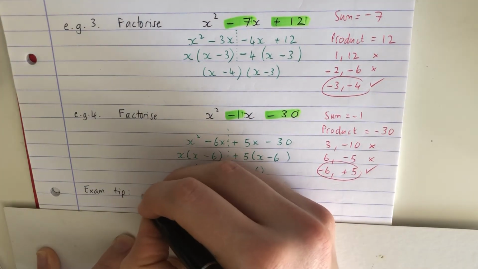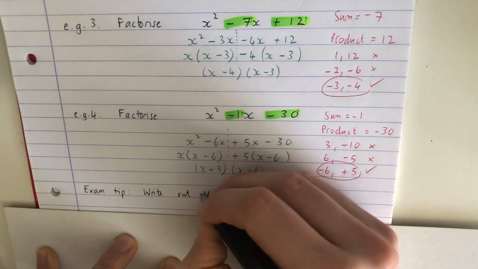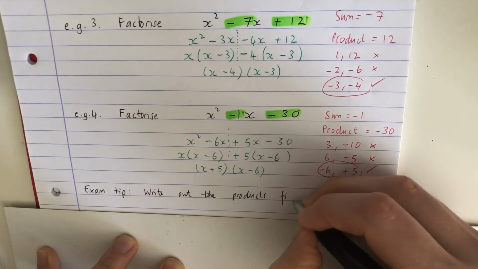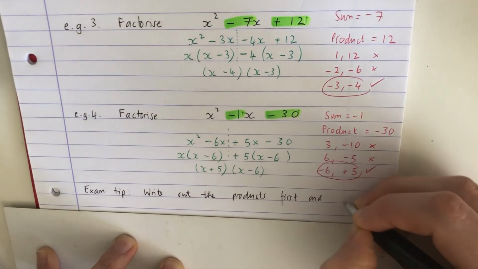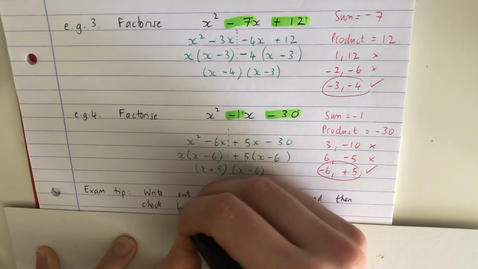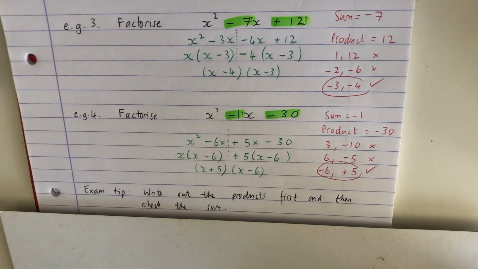Okay, so when doing this, write out the products first and then check the sum. And that's pretty much it.